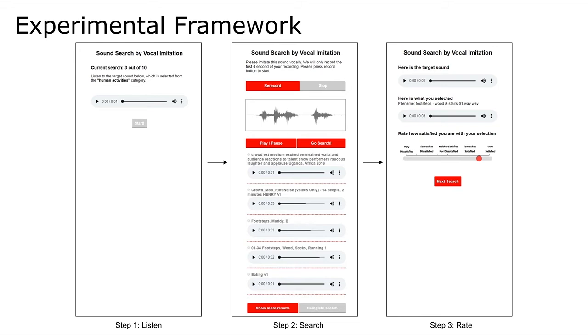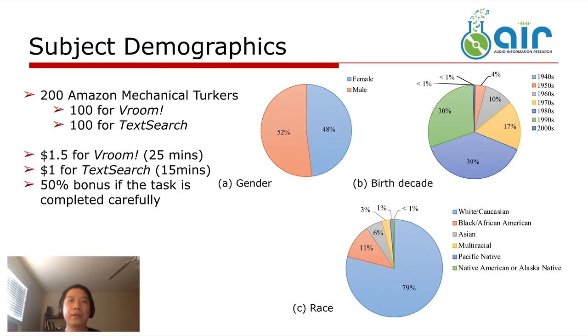In step 2, the target is hidden away from the subject, and the subject uses the search engine, Vroom or TextSearch, to search for the target in a specific sound category. In step 3, the target appears again for the user to compare it with the retrieved sound and rate their satisfaction about the search. We recruited a total of 200 subjects from Amazon Mechanical Turk, 100 for each search engine without overlaps.